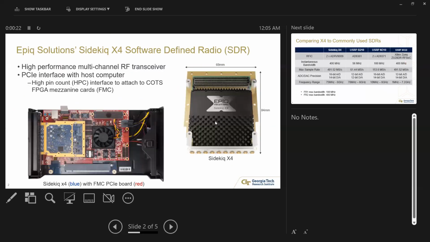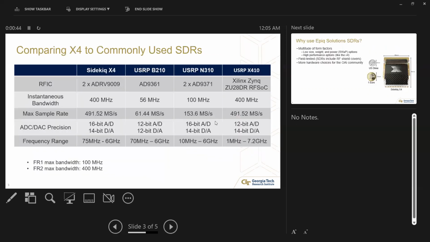For those who aren't familiar with the X4 radio, it's self-labeled as a high power, high performance, high pin count transceiver. In this bottom left picture, the blue chip surrounded by this red board is a commercial off-the-shelf board with a PCIe interface that allows the X4 to connect to your computer through a PCIe port. Getting right into the specs, why you should even consider using the X4 radio for your purposes.